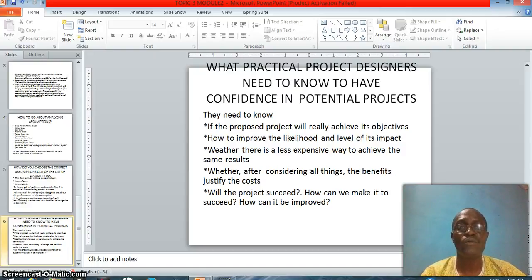They need to know: 1. If the proposed project will really achieve its objective. 2. How to improve the likelihood and level of its impact. 3. Whether there is a less expensive way to achieve the same result. 4. Whether, after considering all things, the benefit justifies the cost. And 5. Will the project succeed? How can we make it succeed? How can it be improved?